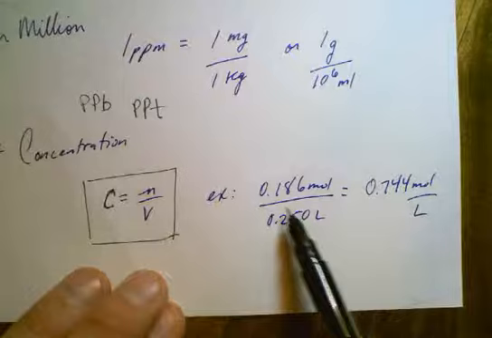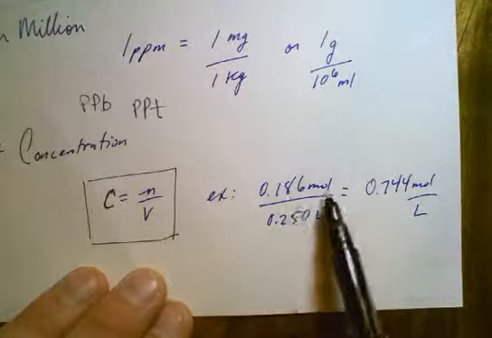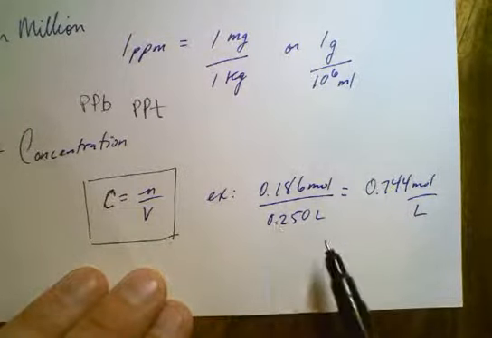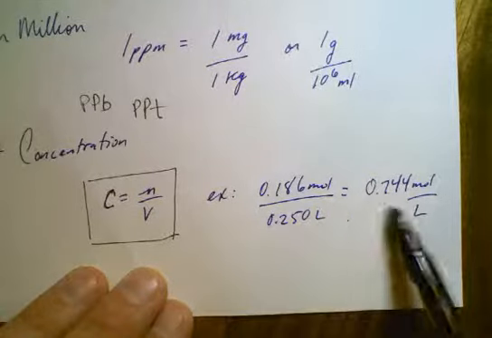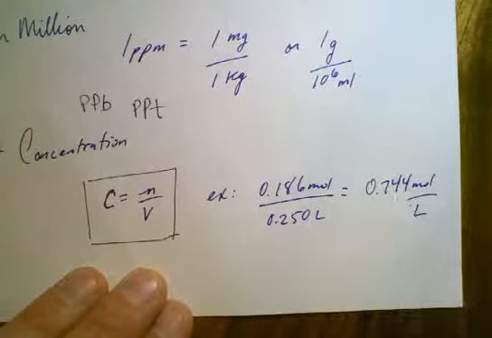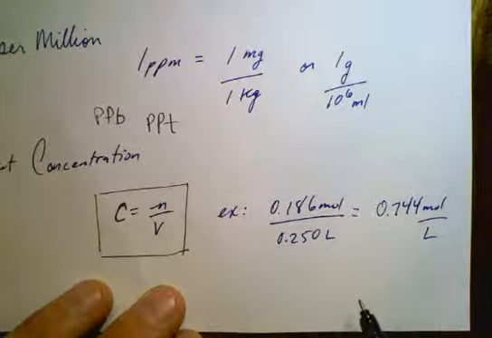So here's an example. If you had 0.186 moles over 0.250 liters, you would divide that number by this one, and you would end up with 0.744 moles for every liter. So you will be doing a lot of calculations with that.